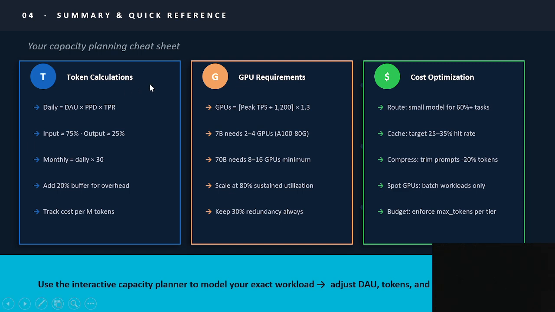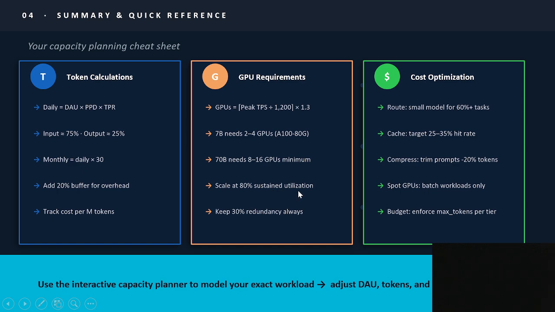So, summary of your capacity planning. Token calculation: daily active users times prompts per day times tokens per request. Input is 75%, output is 25%, monthly is daily times 30, and add a 20% buffer for overhead. Track cost per million tokens. GPU requirements: GPUs equals peak TPS divided by 1200, times 1.3. A 7 billion model needs 2 to 4 GPUs, and a 70 billion model needs 8 to 16 GPUs minimum.